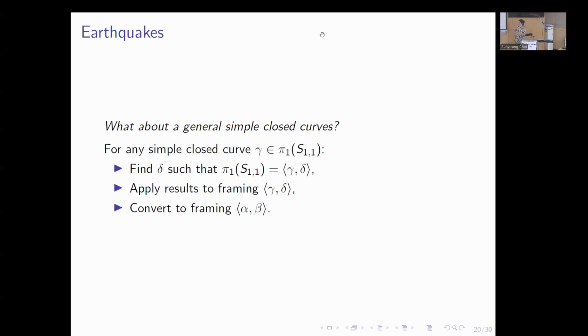So pick any gamma. The first step is to find some delta such that gamma and delta generate the fundamental group. Then we can apply the results to this specific framing of gamma and delta, and then we can convert the framing back to alpha beta. We can always do this because of results about the mapping class group of the punctured torus. So once we choose a gamma, we can always find such a delta, and we can always map back and forth between alpha and beta. And when I started this talk, I said that simple closed curves are dense in the measured geodesic laminations, so we can always extend the earthquake in this way.